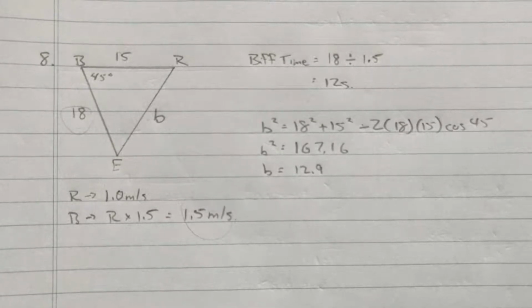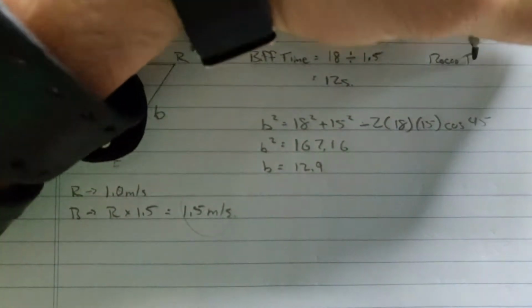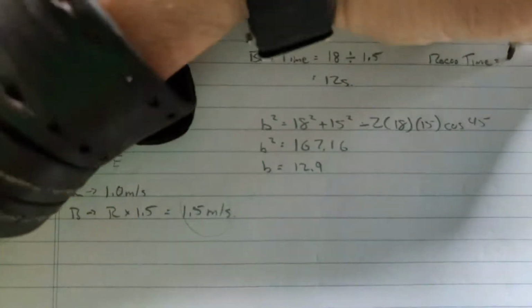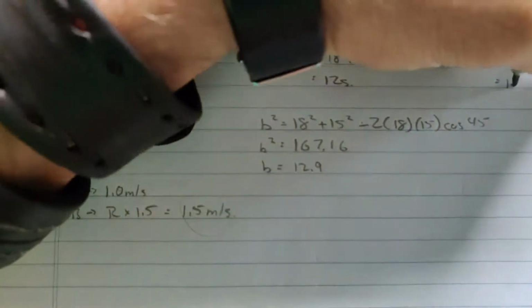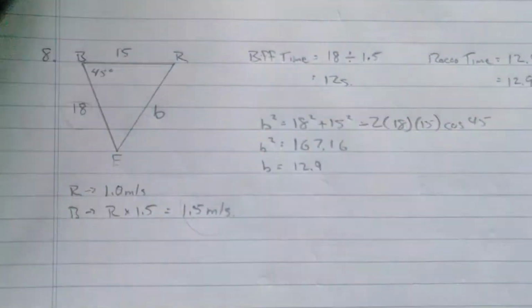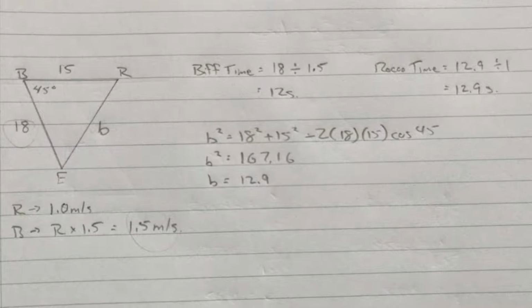So Rocco's traveling 12.9 meters at a speed of 1.5 meters per second. So Rocco's time equals 12.9 divided by 1.5, or just 8.6 seconds. So who's going to travel faster and get there first? Well, Biff's going to beat Rocco. He's going to beat Rocco by 0.9 seconds.